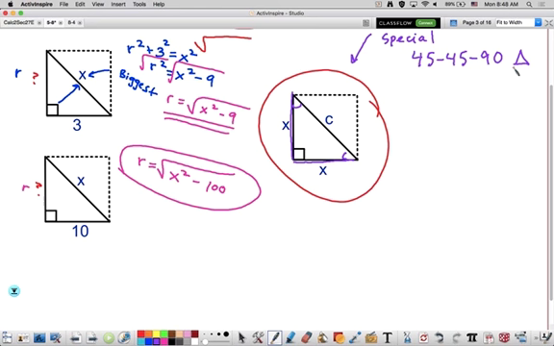Well, let's solve it just like we did for the other ones. x squared plus x squared equals c squared. I have how many x squareds? 2. 2x squared equals c squared. What do I do first? Do I take the square root or should I divide by the 2?